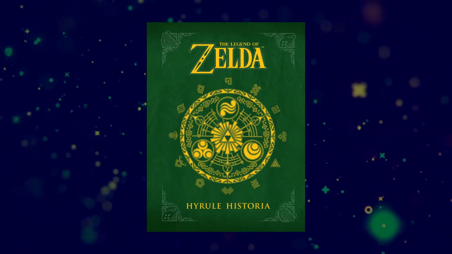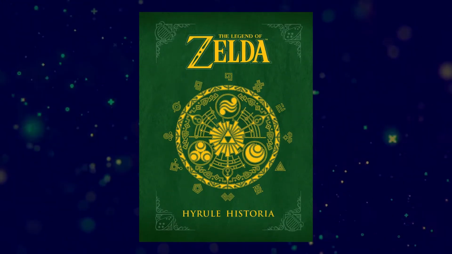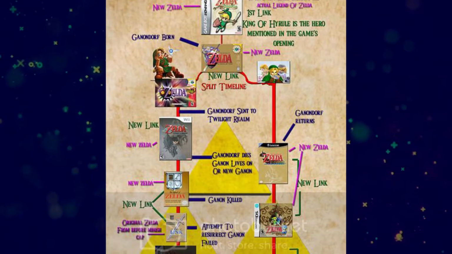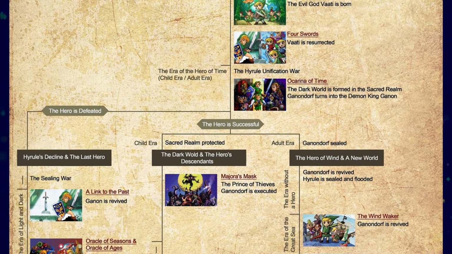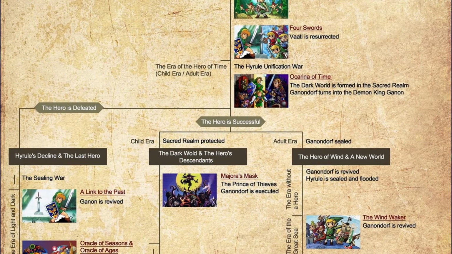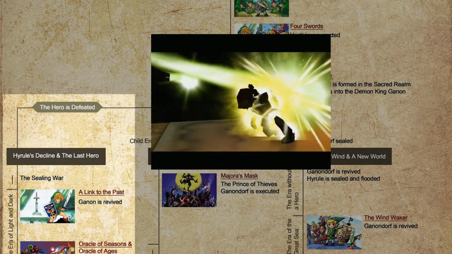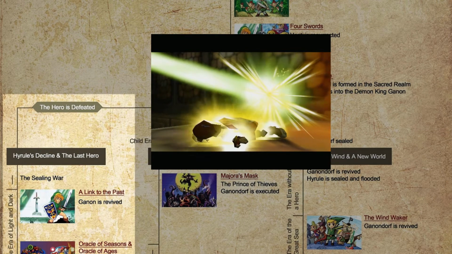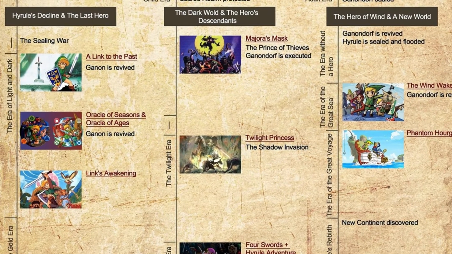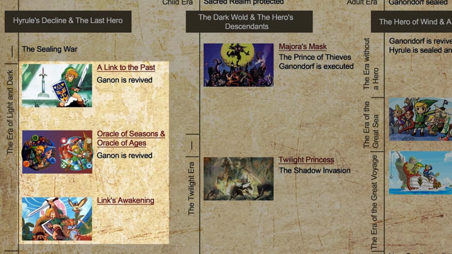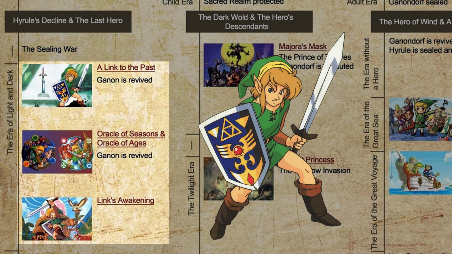Long before the initial release of the Zelda timeline in the 2011 book Hyrule Historia, fans have speculated the order in which all of the Zelda games take place. While Hyrule Historia did surprise many timeline theorists with the existence of the Downfall timeline, a sort of what-if scenario where Link is defeated by Ganondorf at the end of Ocarina of Time, one other aspect of the timeline affirmed what many theorists had already speculated, that A Link to the Past, Oracle of Ages and Seasons, and Link's Awakening all featured the same hero Link, with his adventure playing out in this particular order.